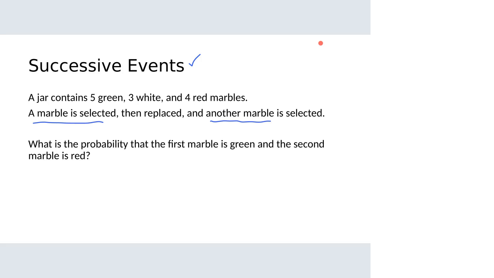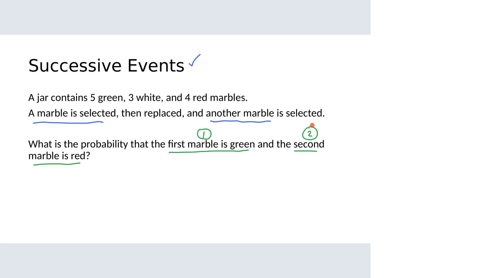Our probability question says, what is the probability that the first marble is green and then that the second marble is red? What we're going to do is find the probability of that first event, find the probability of that second event, and then multiply those together.